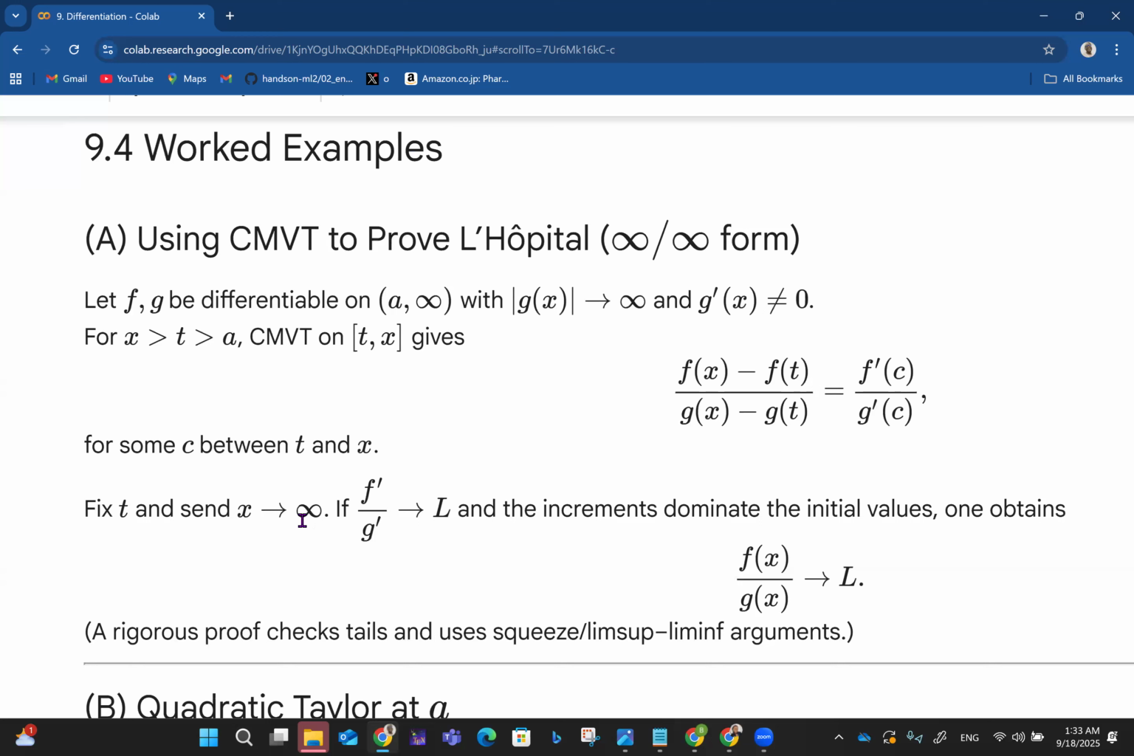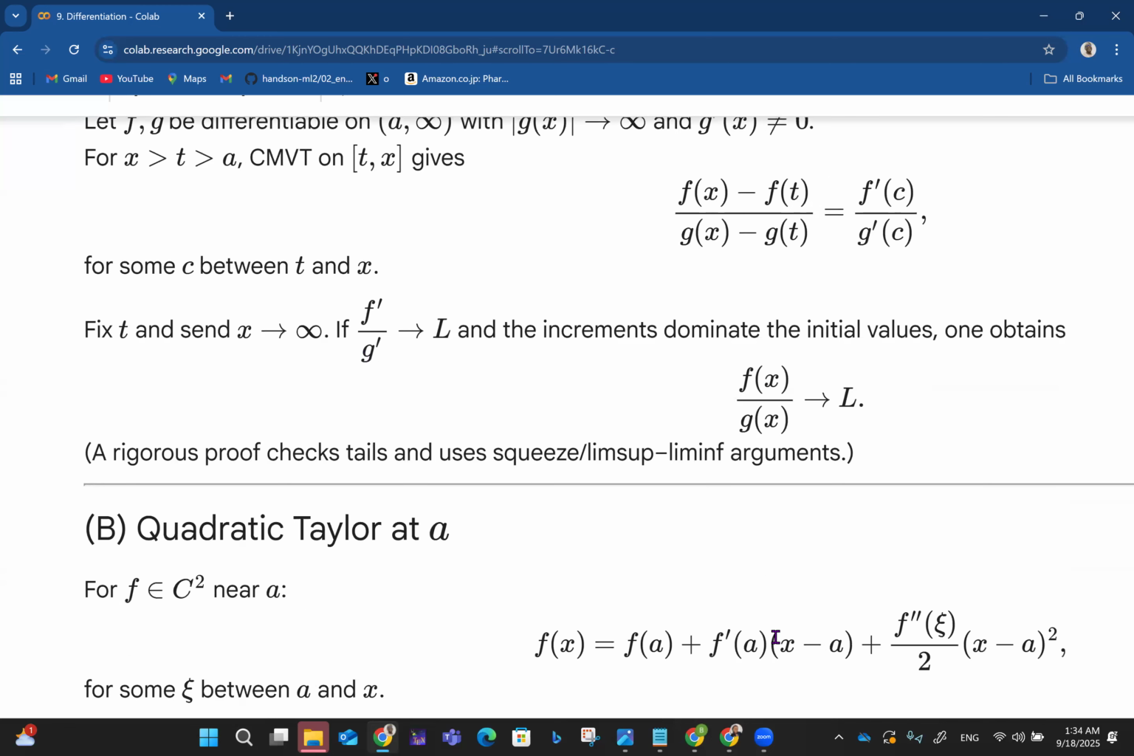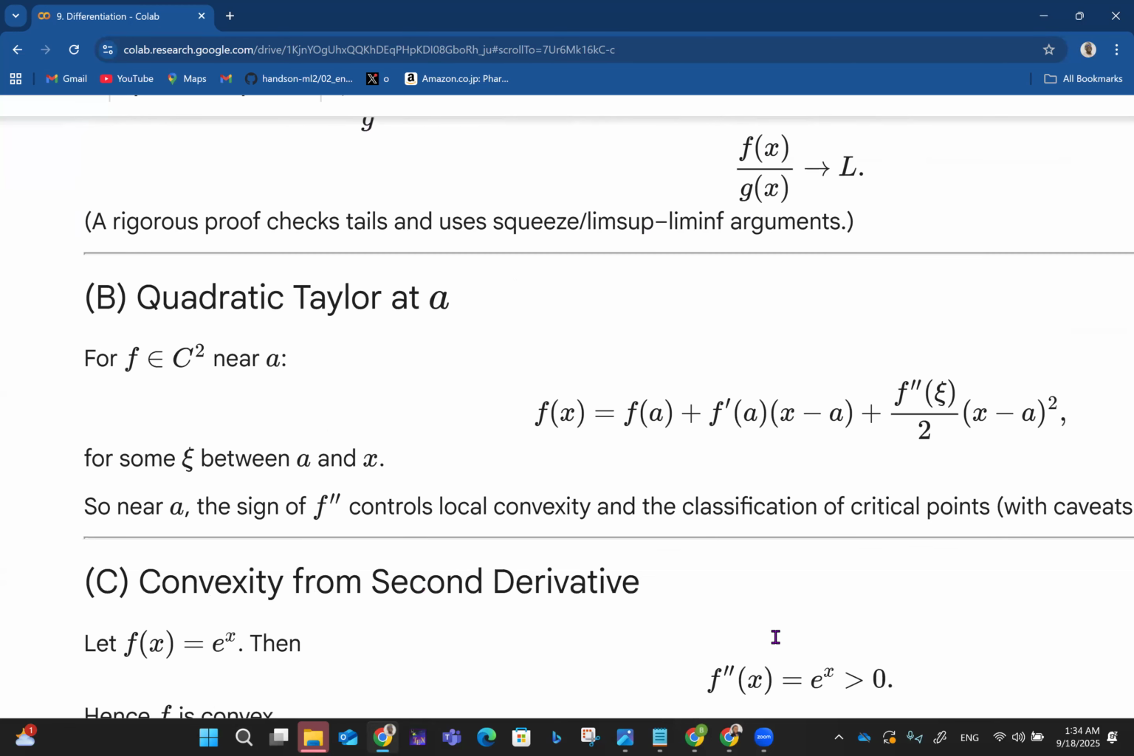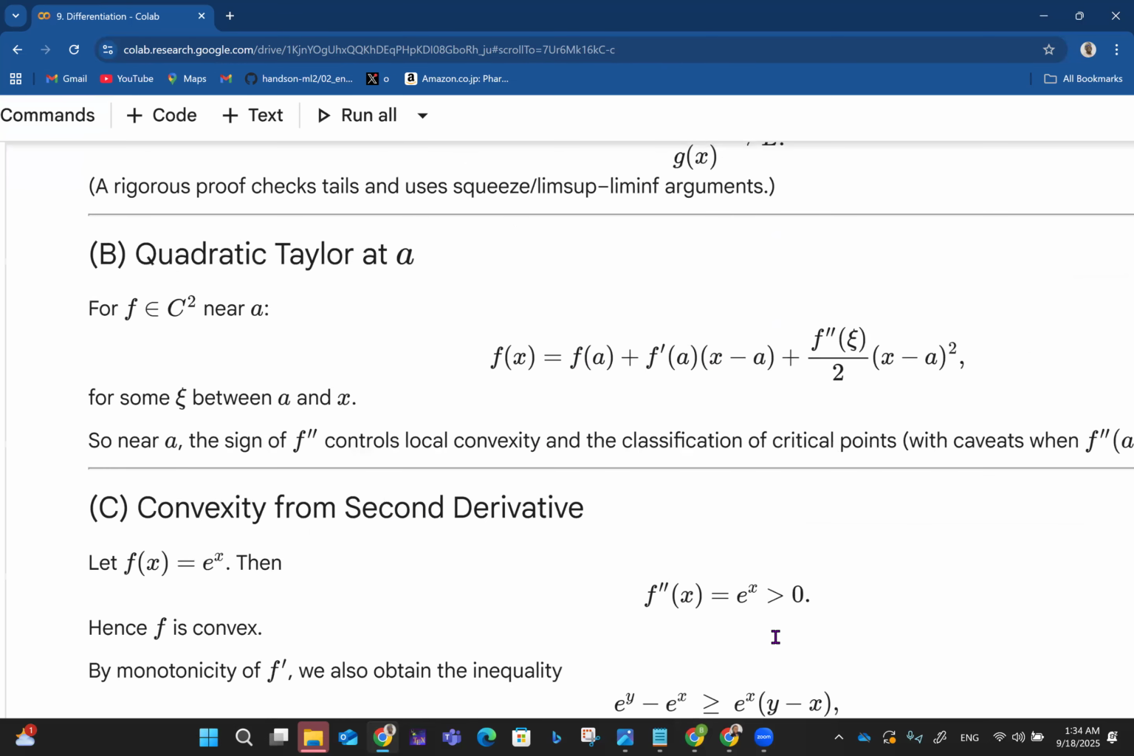So if you fix t and send x approaching infinity, if f prime over g prime approaches L and the increments dominate the initial values, one obtains f(x) over g(x) approaching L. All right. A rigorous proof checks tails and uses squeeze, lim sup, and lim inf arguments. And then we go on to the quadratic Taylor at a.